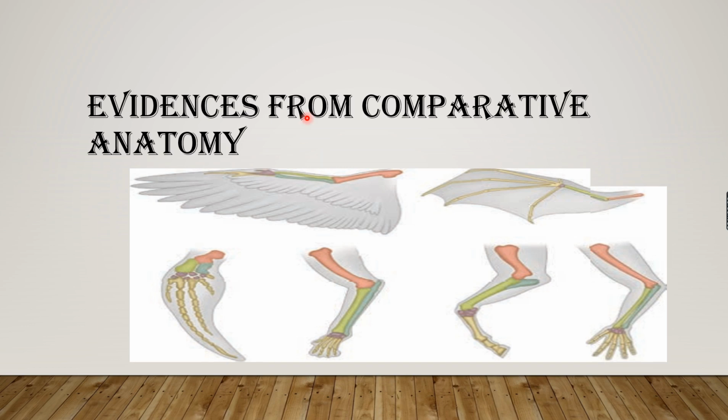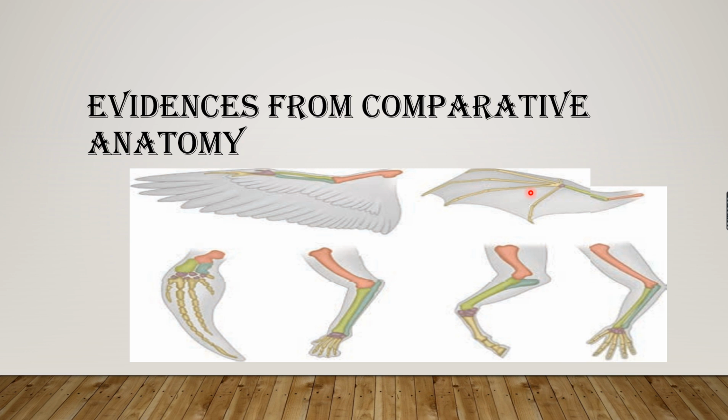This is evidences from comparative anatomy. Comparative: we are comparing the anatomy of various organisms. For example, the comparative study of forelimbs of different vertebrates shows the fundamental plan of similarity in this structure. What is the similarity here?